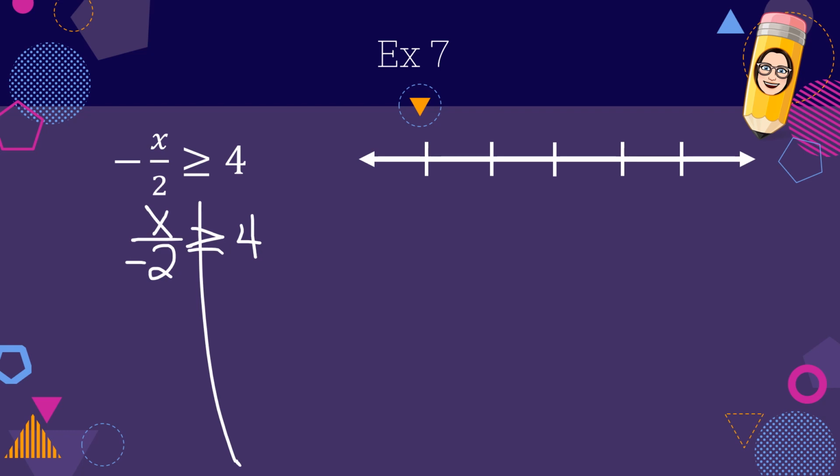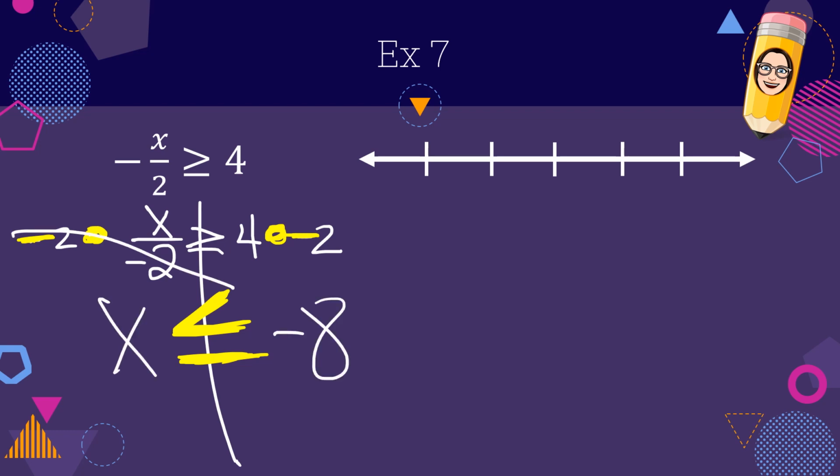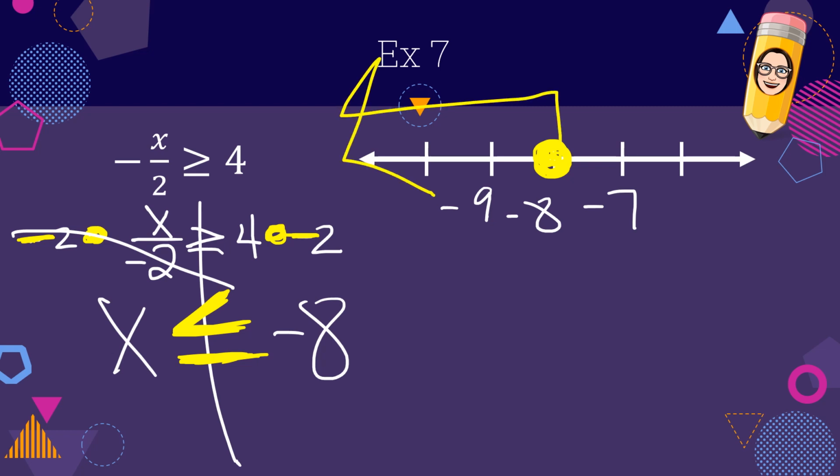So let's solve. Instead of divide by -2, we're going to times by -2. Oh, let's stop. We just multiplied by a negative. If we do that, we need to flip the inequality. Now let's solve. The x falls down, 4 times negative 2. That gets us our values on the number line. We're going to have a solid dot at negative 8 because it's or equals to, and it's less than negative 8. Yup, another less than.